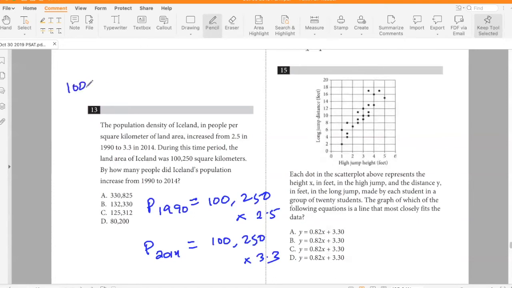So that would be 100,250 times 0.8, right? So if we plug that into the calculator, let's do that. 100,250 times 0.8, which is 80,200. So that's the amount by which the population increased.